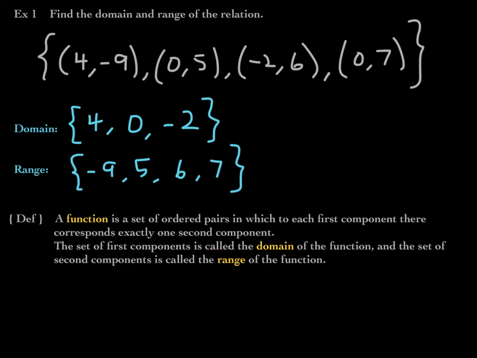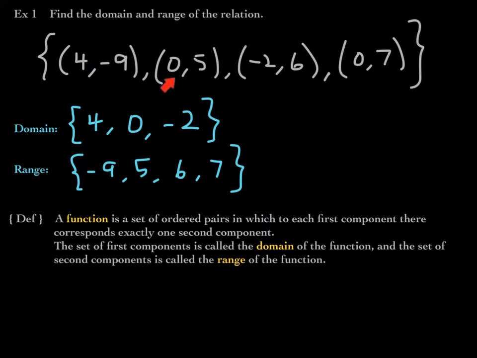So what that means is, when you look at this relation up here, 4 corresponds to -9. 0 corresponds to 5. -2 corresponds to 6. 0 corresponds to 7. In order for this relation to be a function, every first component, which is 4, 0, -2, and 0, must correspond to exactly one second component. In other words, once 4 corresponds to -9, 4 can no longer correspond to any other value. And it doesn't, so we're good.